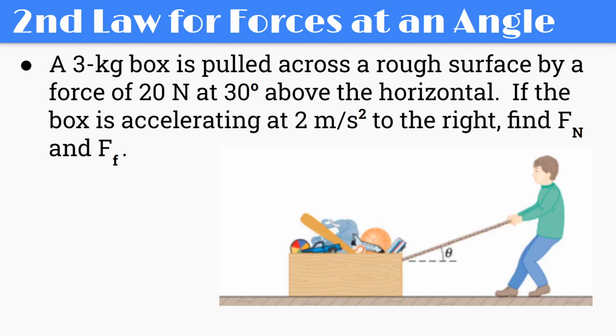It says a 3 kilogram box is pulled across a rough surface by a force of 20 newtons at 30 degrees above the horizontal. If the box is accelerating at 2 meters per second squared to the right, find Fn, that's my normal force, and Ff, that's my force of friction.